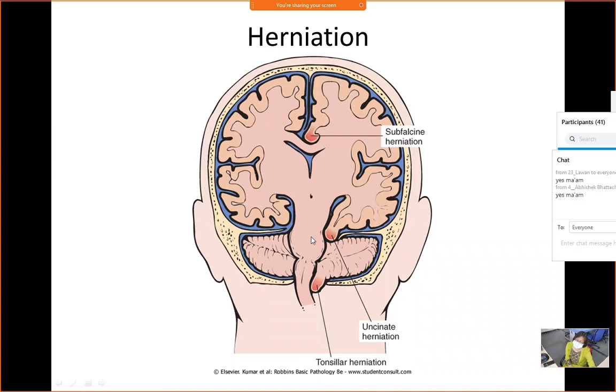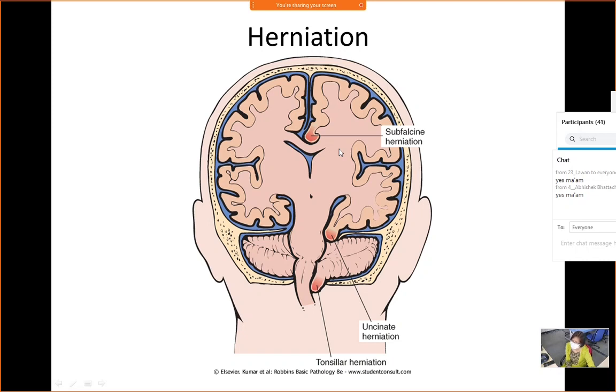Then you have something known as herniation. What is important to understand clinically is that when there is a tumor in the brain, it occupies space. You can see that there's not much space in the brain. If a tumor is occupying space, it increases the intracranial pressure. When we want to do a CSF analysis, you have to do a lumbar puncture. Yesterday I showed you that before doing a lumbar puncture, we always have to measure the pressure of the CSF.